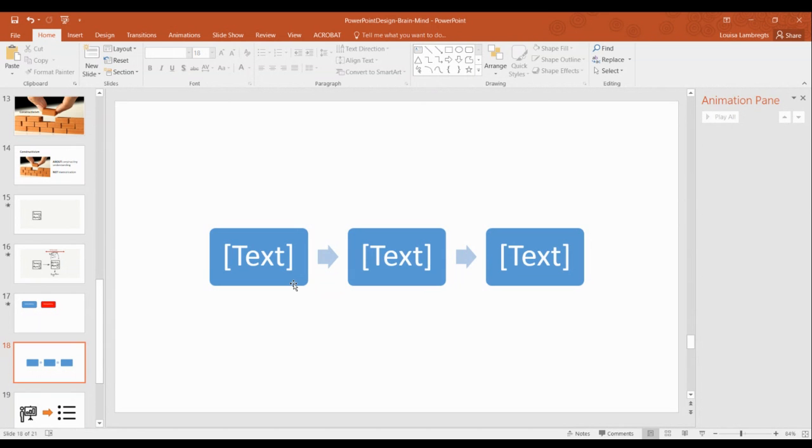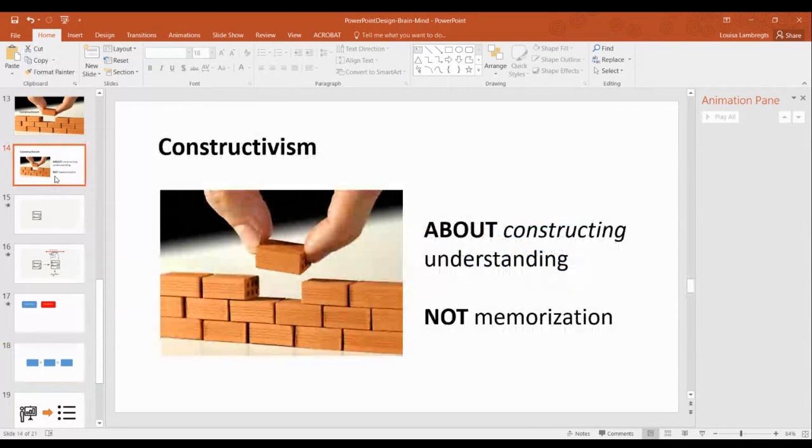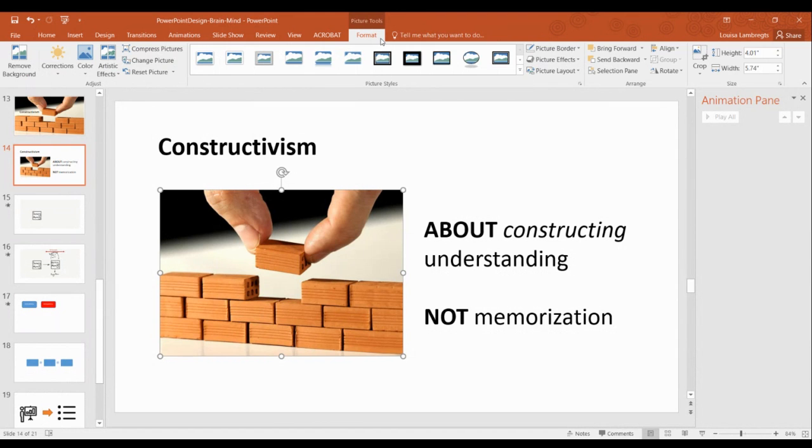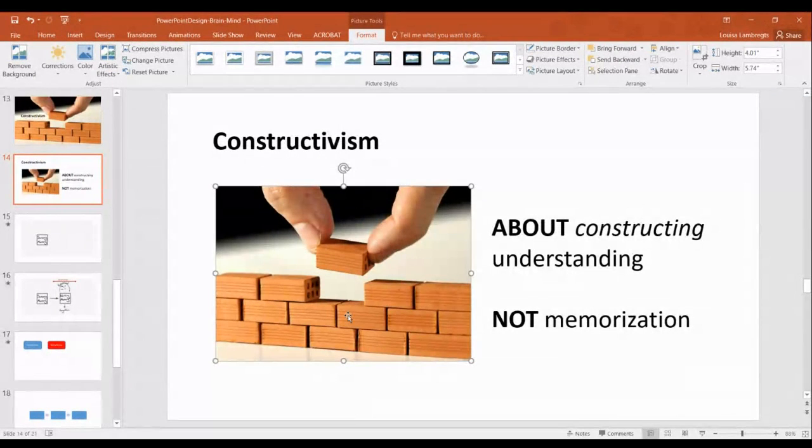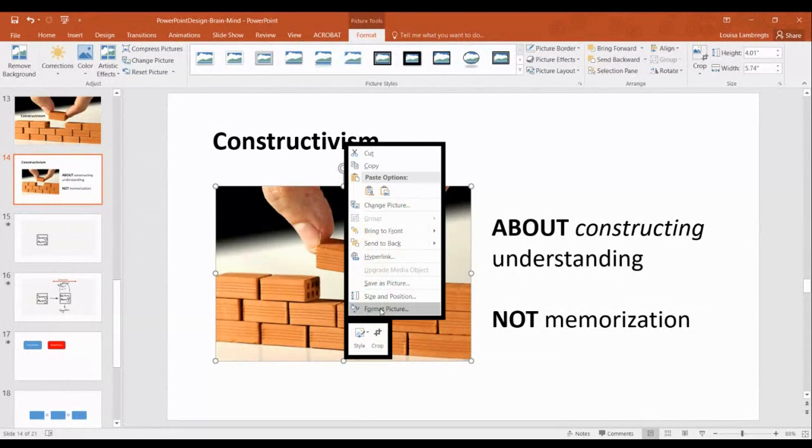I'm assuming that many of us have been exposed to the idea of alt text or alternate text. We typically need to add alternate text to images. So for example, if I go back to this constructivist slide, to make this accessible to screen readers, it would be important that I add alt text. One way to add alternate text is I can click on the image and right click, or you can click on format, but I still like to right click. I'm going to close my animation pane because I want the formatting to appear. And now I'm going to do format picture.